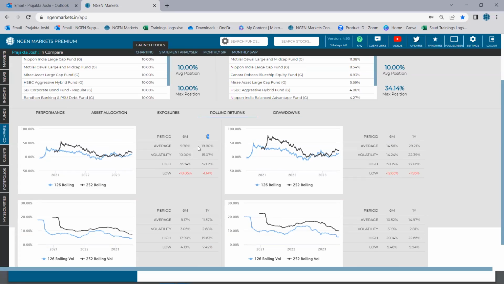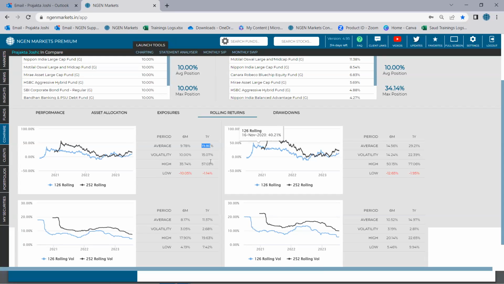So in this case, we can see that the average returns that were generated by this portfolio on a 6-month basis are 9.78%. On the other hand, the average 6-month rolling returns that are generated by this optimized portfolio are to an extent of 14.56. On the other hand, 1 year returns, as you can see, is 19 versus 29. So that's definitely a differential of 10%.